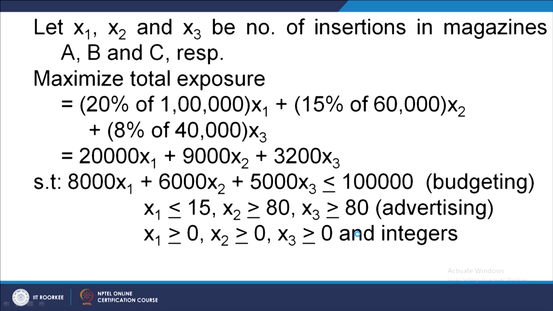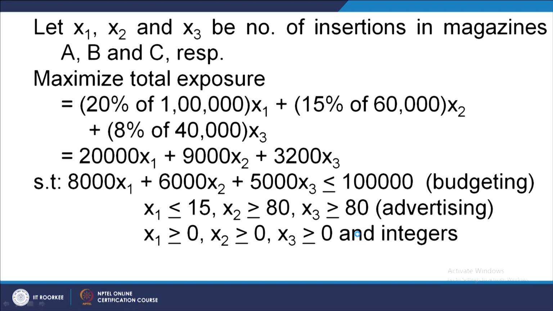Let x1, x2 and x3 be the number of insertions in the magazines A, B and C respectively, and the objective function can be written as follows, which is nothing but the total exposure, that is how many people are going to read it. So, we have to maximize the total exposure, and mathematically it can be written as 20% of 1 lakh times x1 plus 15% of 60,000 times x2 plus 8% of 40,000 times x3, and when you simplify this you get the following expression.